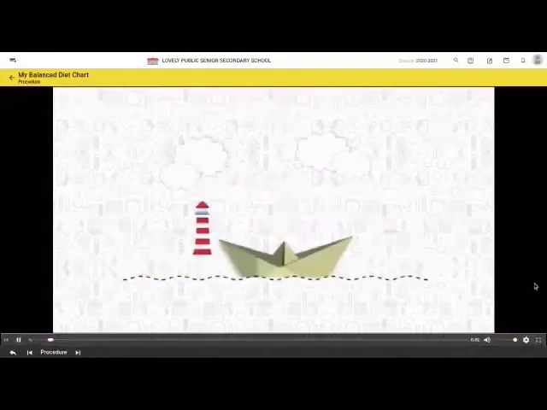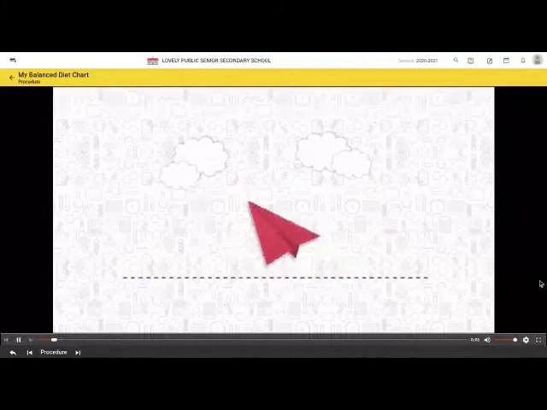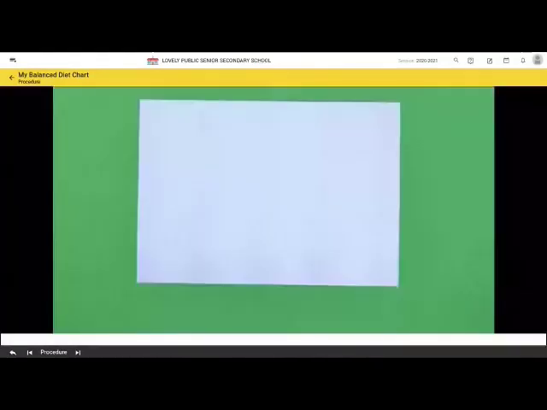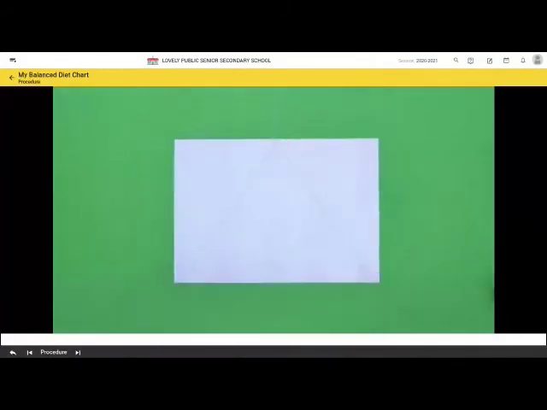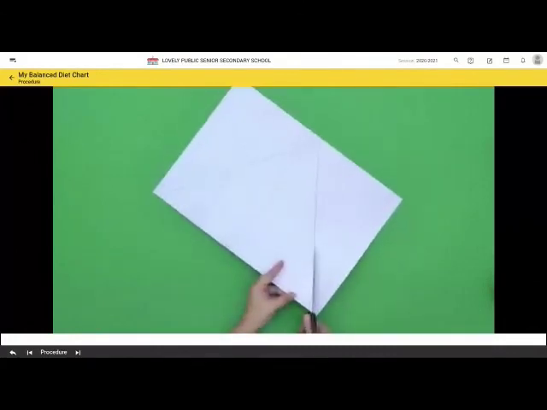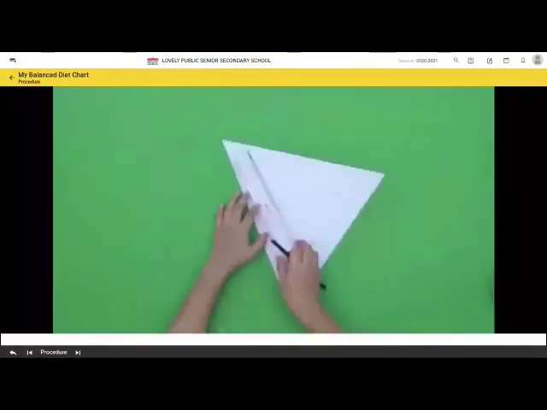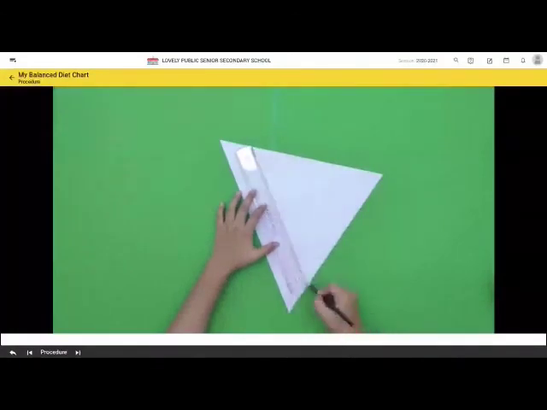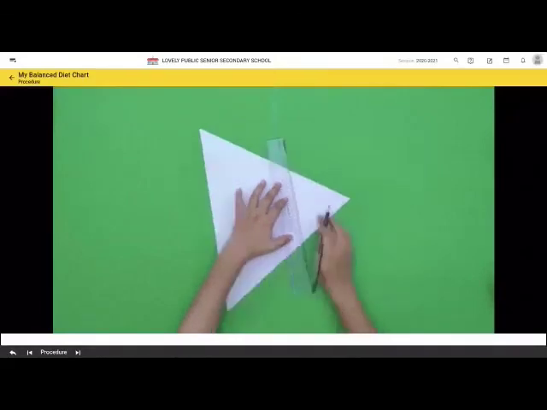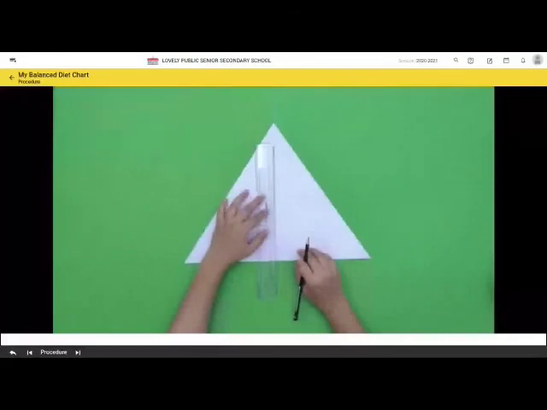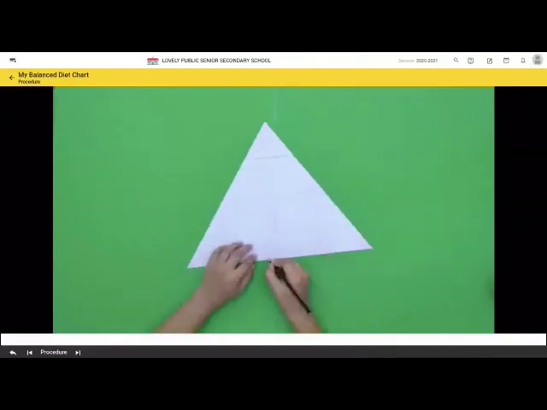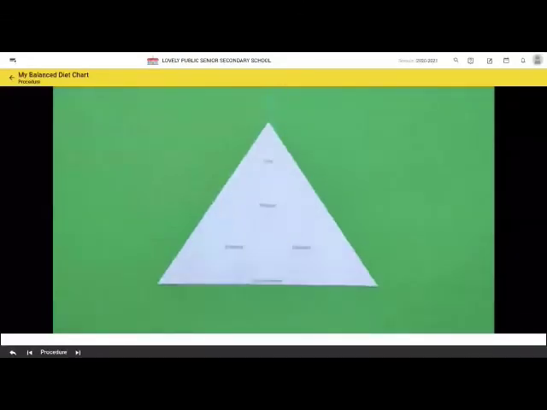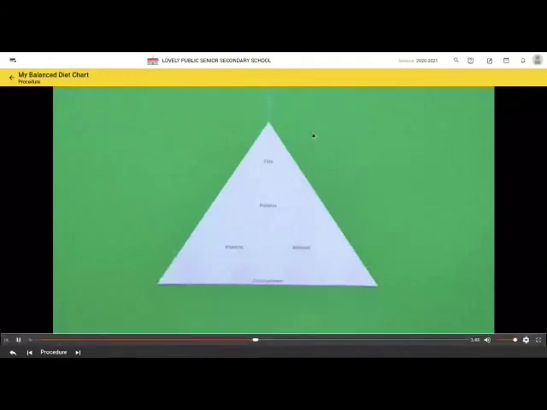Now next is how the nutrients are divided in this.